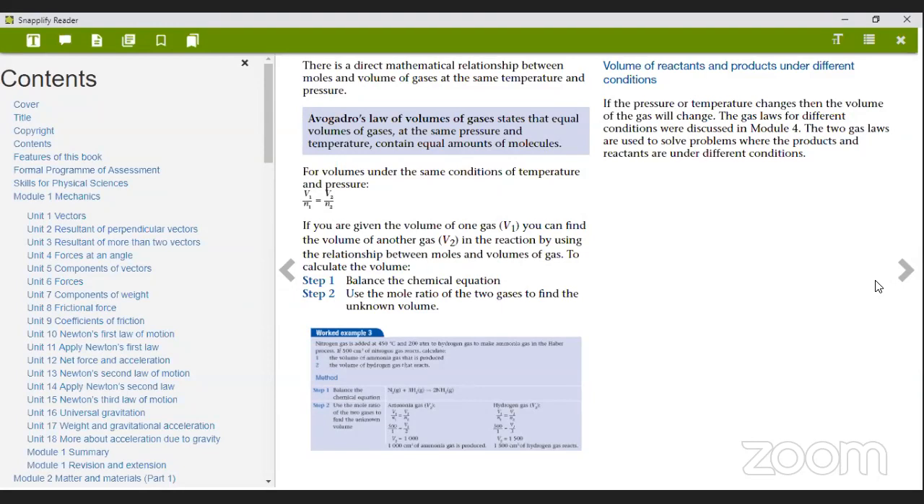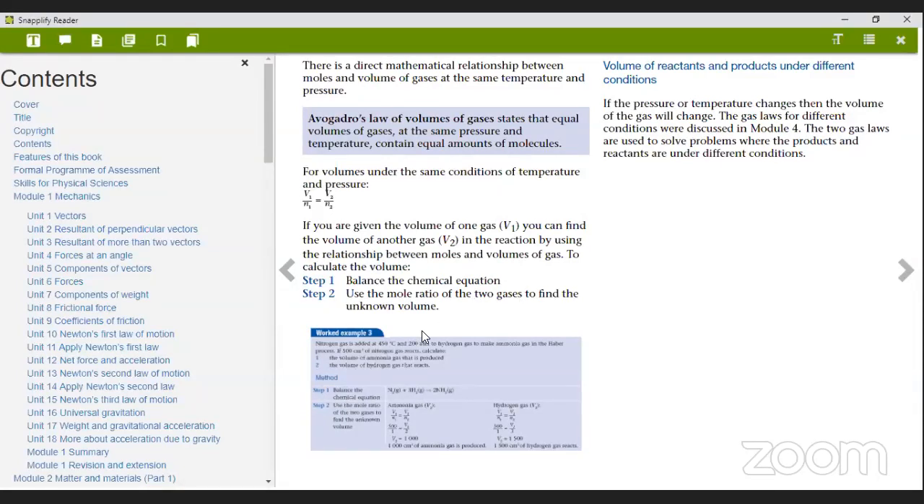So this is at STP. Always at STP, you know that the temperature and pressure is equal. So this is the only time that Avogadro's law of volume of gases applies. So if you are given the volume of one gas, you can find the volume of the other gas in the reaction by using the relationship between moles and volume of gases: balance the chemical equation, and use the mole ratio of two gases to find the unknown volume.